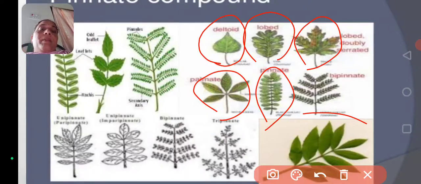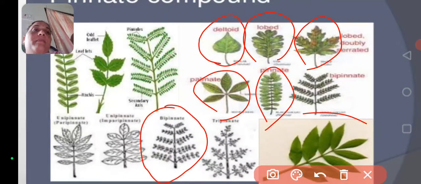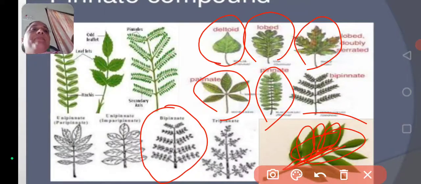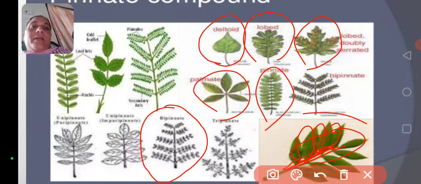So here, pinnate means, this is a bipinnate leaf. This is a pinnate leaf. Okay, this is a pinnate leaf. Only one stalk is there. On the stalk, leaves are attached like this. And then this is bipinnate.